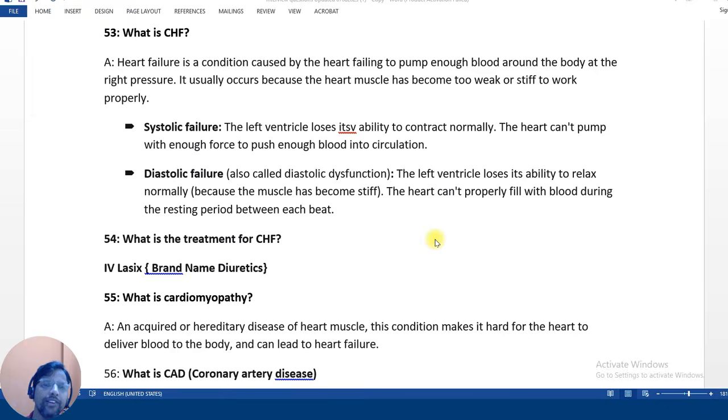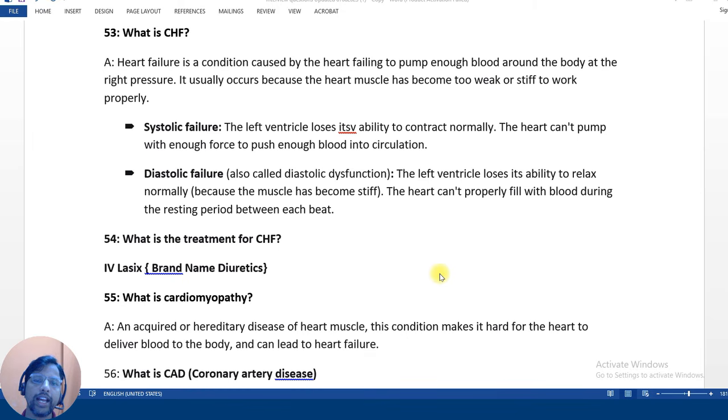What is CHF? CHF is congestive heart failure, which is caused by the heart failing to pump enough blood around the body at the right pressure. It usually occurs because the heart muscle has become too weak or stiff to work properly. So basically CHF is related to heart muscles. If the heart muscles are weak, the heart will be unable to pump enough blood.